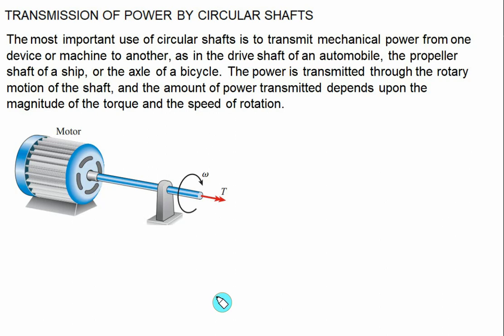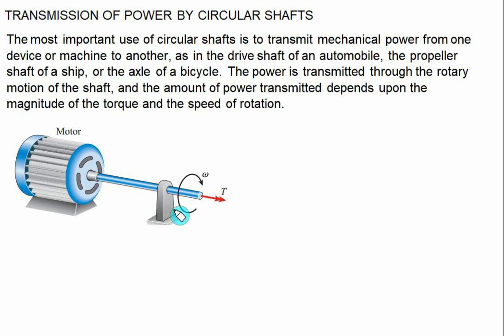The most important use of a shaft is to transmit mechanical power from one device or machine to another shaft, as a drive shaft in the case of an automobile, the propeller shaft of a ship, which is hollow, or an axle of a bicycle. The power is transmitted through the rotary motion of the shaft, and the amount of power transmitted depends upon the magnitude of the torque and the speed of rotation, that is omega.